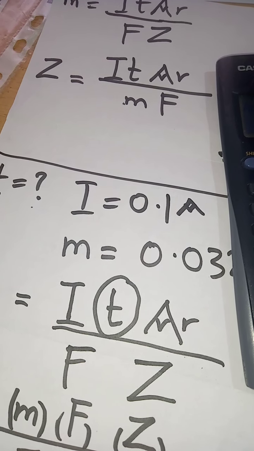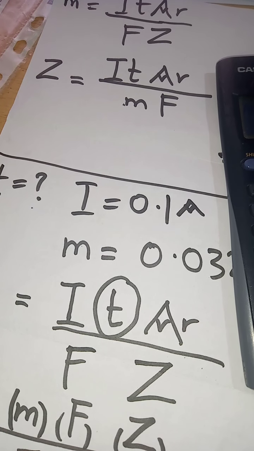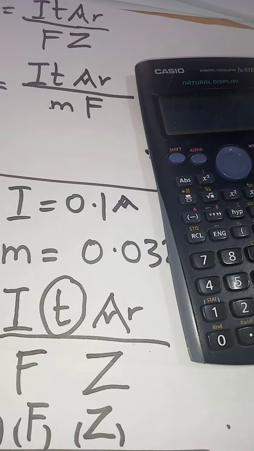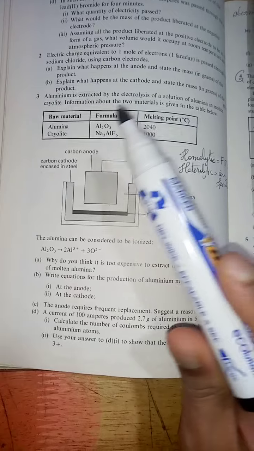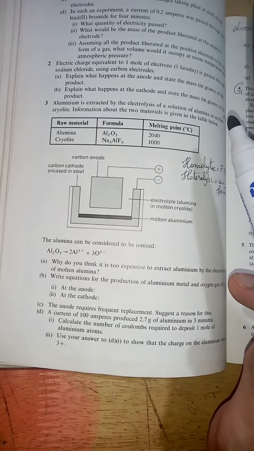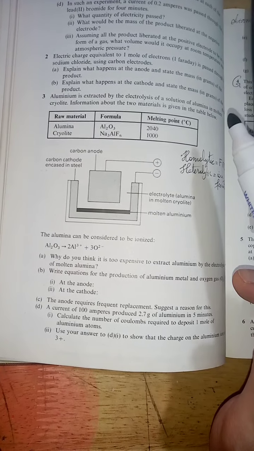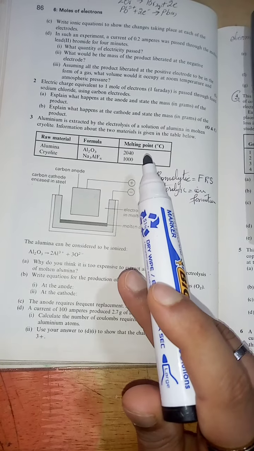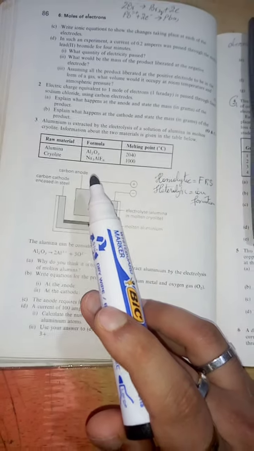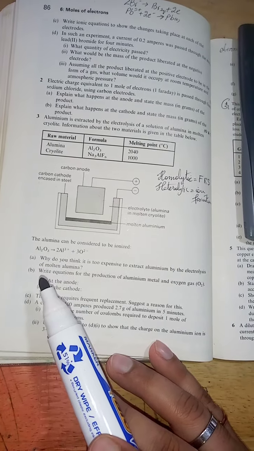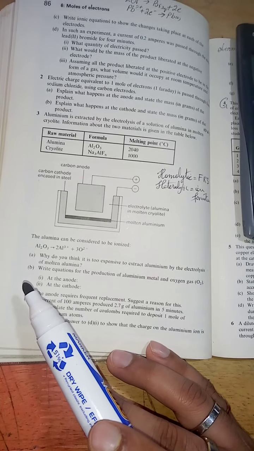So yeah, I'm going to do an exam question for you now. The exam question states, aluminium is extracted by electrolysis of a solution of alumina, Al2O3, or aluminium oxide, in molten cryolite, Na3AlF6. So this mixture, all of it is called cryolite. And the question is, why do you think it's too expensive to extract aluminium by electrolysis of molten alumina?